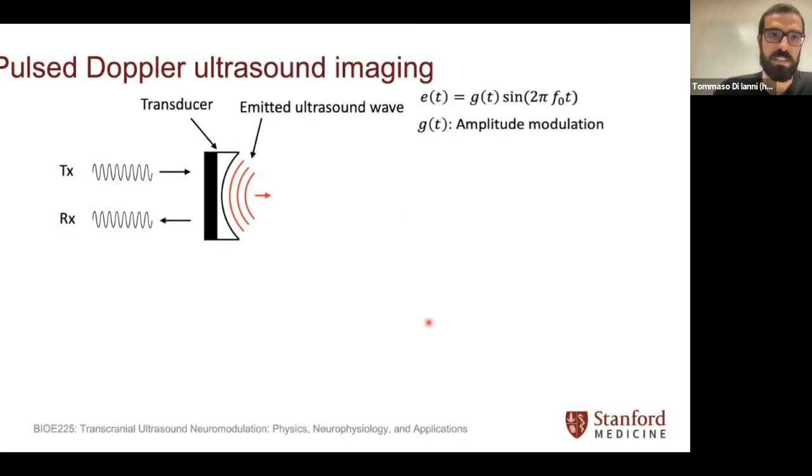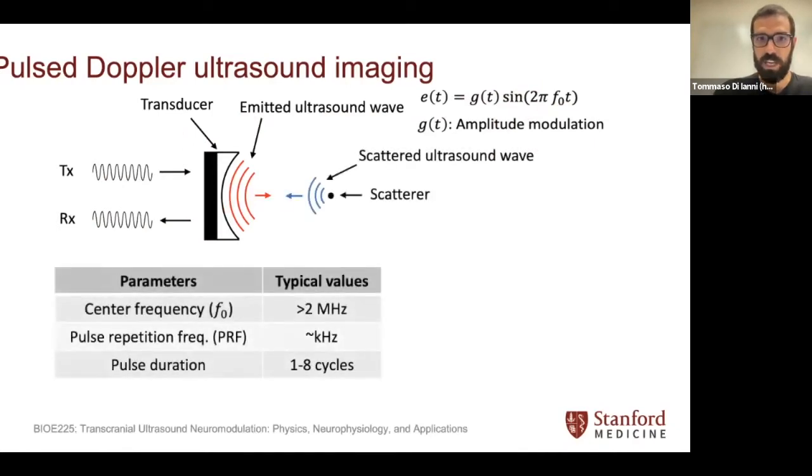Okay, so now let's go to our ultrasound imaging system. Let's assume that we have a focused ultrasound transducer like the one you have seen in the demos from last week. We use it in this case both in transmit and in receive. This transducer is emitting an ultrasound wave that has the form of a sinusoid, just like before, with a frequency F0. And the sinusoid is modulated by a multiplication factor g(t), that is just an amplitude multiplication factor. So this transducer is transmitting a pulse.